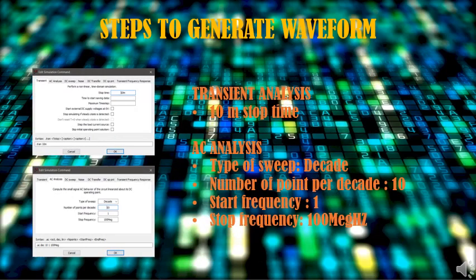We have drawn the schematic circuit, then we can start to generate the waveform. For the DC, we do not need to change the parameter in the waveform. So for the transient, we put the 10 milli stop time, and for AC analysis, we put a type of sweep. We choose the decade, number of points per decade. We put 10. So the start frequency we put 1, and for stop frequency we put 100 megahertz.